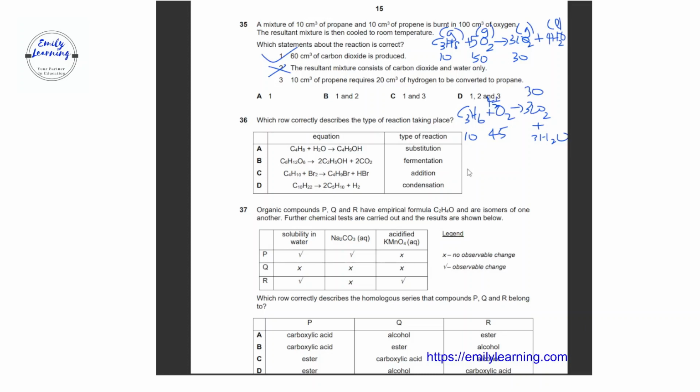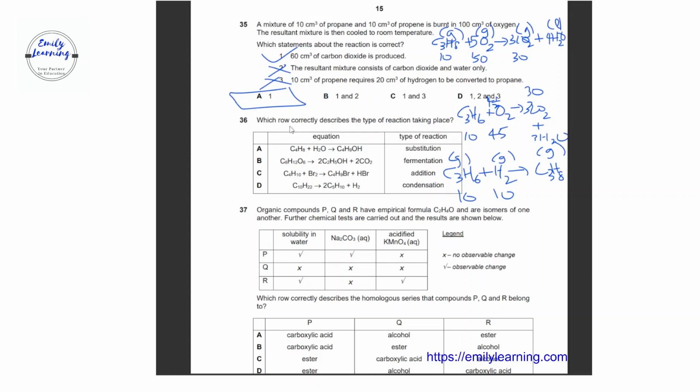So let's look at this. If I have propene, which is C3H6, it will react with just 1 mole of H2 to form C3H8. And because they are all gas, volume ratio equals mole ratio. If I have 10 cm³ of propene, I'll need 10 cm³ of hydrogen, not 20 cm³ of hydrogen, because the mole ratio of C3H6 to H2 is 1:1. So 3 is also wrong. So therefore, only 1 is correct, and the answer for 35 is A.